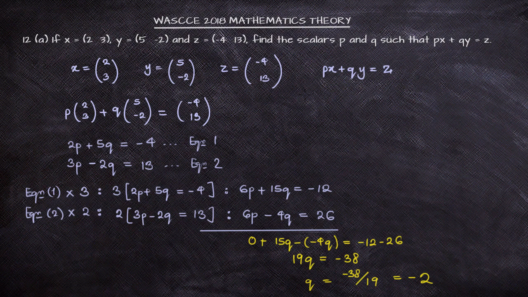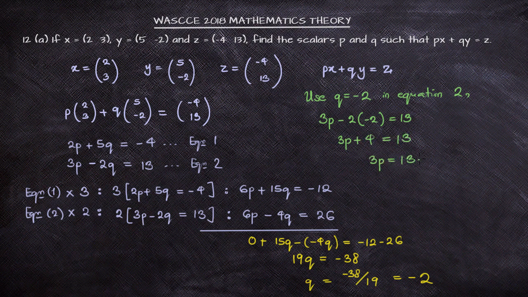From equation 2, we want to use q equals minus 2 in equation 2. So we are going to have 3p minus 2 into minus 2 is equal to 13. So 3p plus 4 is 13. So that 3p is 13 minus 4, which is 9, and p will be 9 divided by 3, and that is equal to 3. That is the value of p and q that we are asked to find.